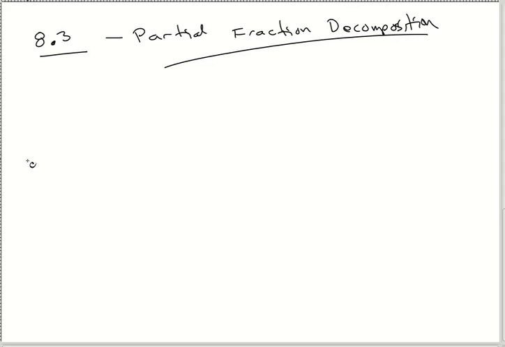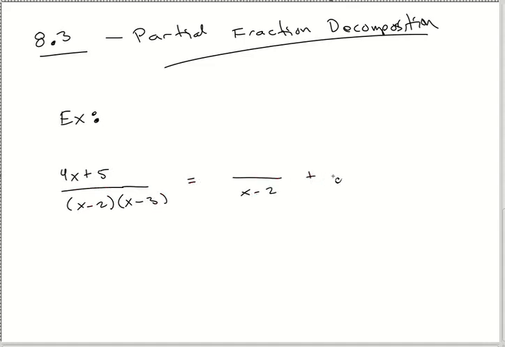Let's do this. Here's the idea. This is just an example. Here's just an idea of what we're going to be doing in this section. I got, let's say, 4x plus 5 divided by x minus 2 times x minus 3 all on the bottom. And we're wanting to split up these denominators into two separate fractions, an A and a B. The goal here is to solve for A and B. That's it. That's what we're doing right here.